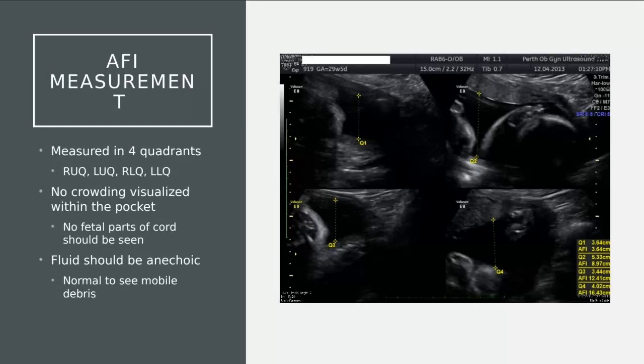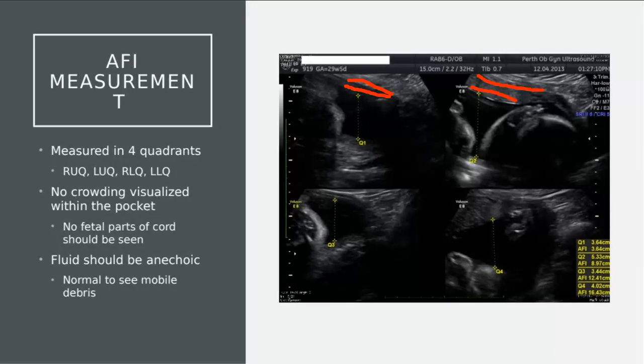Now we're measuring just the fluid. So if you look at these pictures here, this is going to be membrane up here, so we don't want to include that. This is placenta in this picture, so we don't want to include that, right? Same thing, membrane up here, placenta over here. So we're just measuring the pockets, okay? We want to make sure we have color on. We are measuring directly vertical, anterior to posterior, no fetal parts in the pocket.